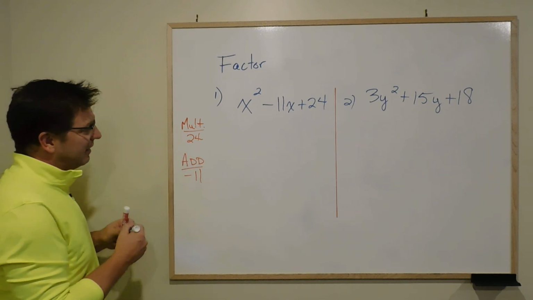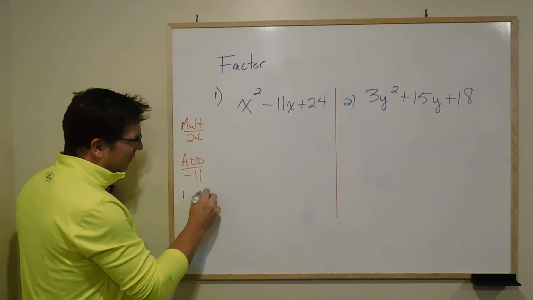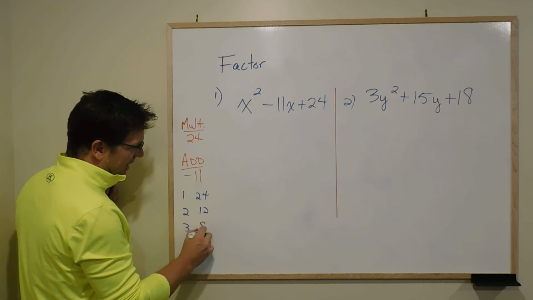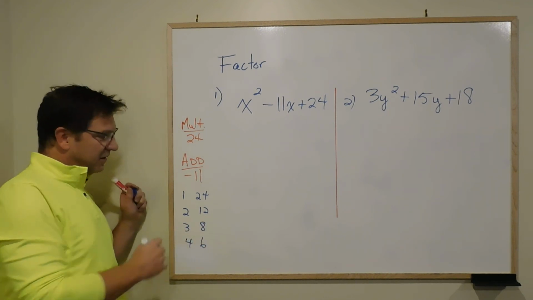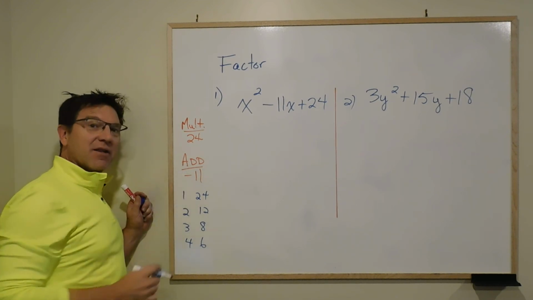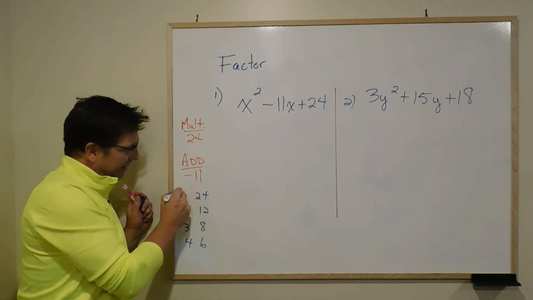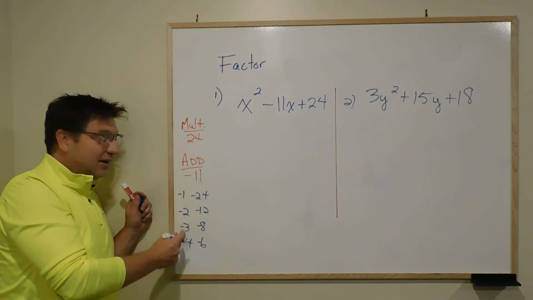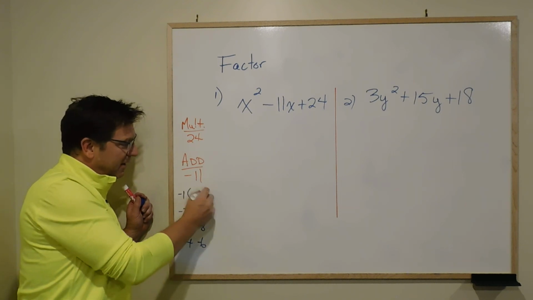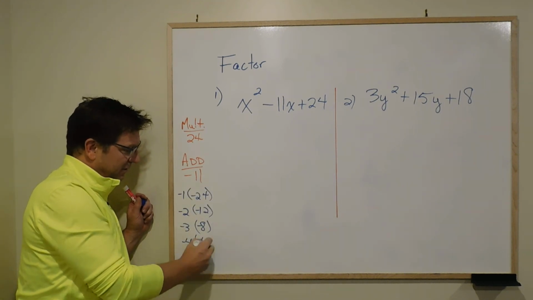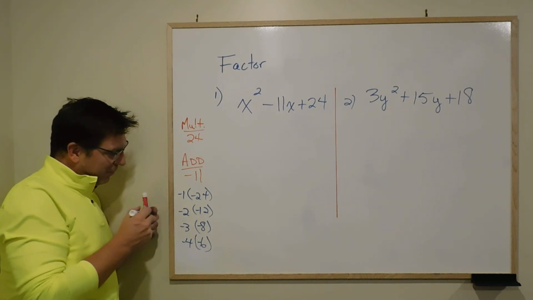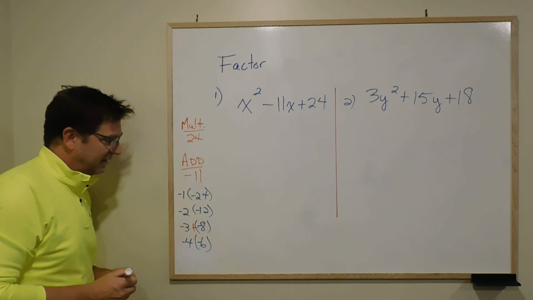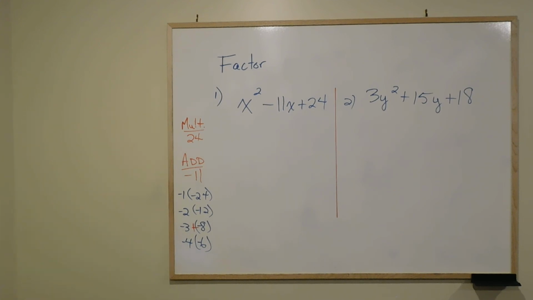And when we look at it, well, 1 and 24, 2 and 12, 3 and 8, 4 and 6. All of those multiply to 24, but none of them add to negative 11. If I make them all negative, all of these multiply to 24, right? Negative times a negative. But the one that adds to negative 11 would be negative 3 plus negative 8. Okay?